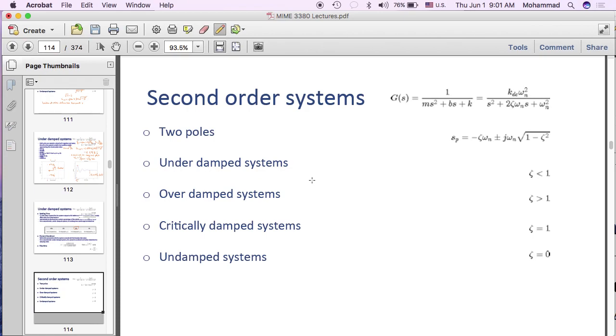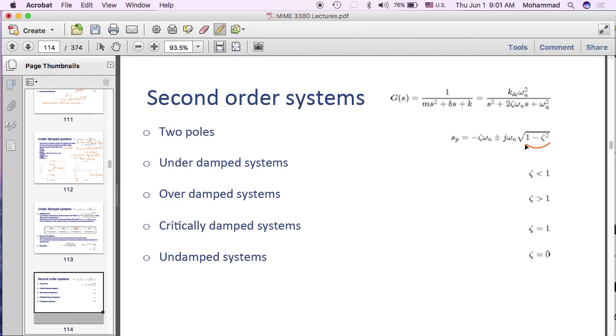So if zeta is more than 1, look at the equation that gives you the two poles of the system, which gives you the location for s1 and s2. If zeta is more than 1, what can you tell about that? The value of the two poles, where are they located? Look at the equation. You need to be looking at the equation. If zeta is more than 1, what will be clear?